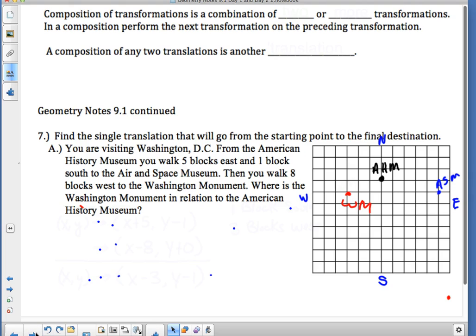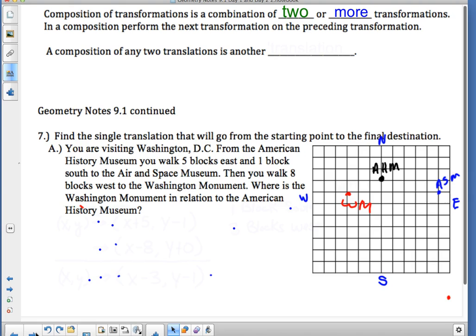Composition of transformations is a combination of two or more transformations. In a composition, perform the next transformation on the preceding transformation. So you don't go back to the beginning. You transform something, and then you transform it again, and then transform it again, okay?